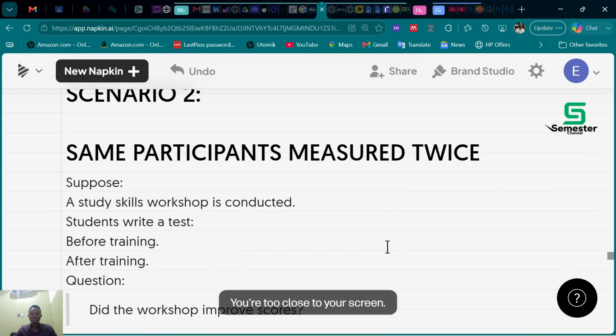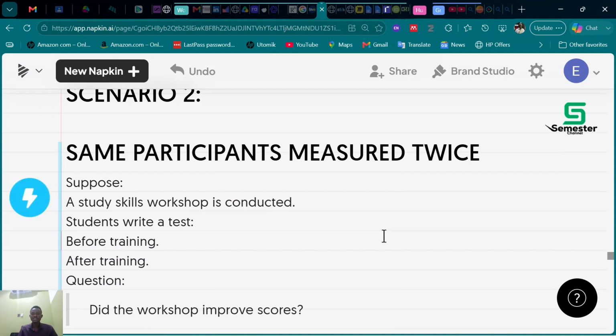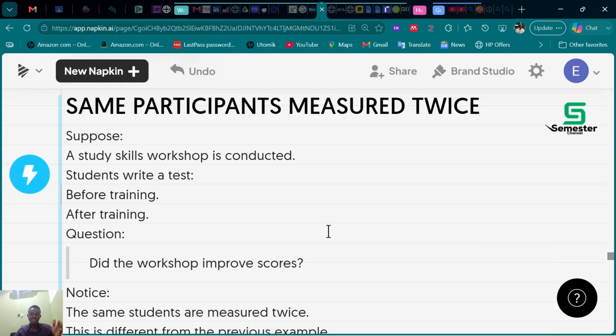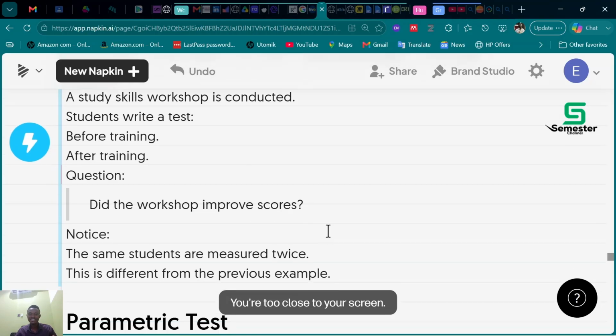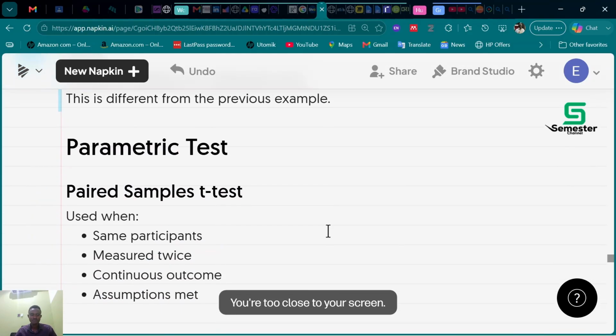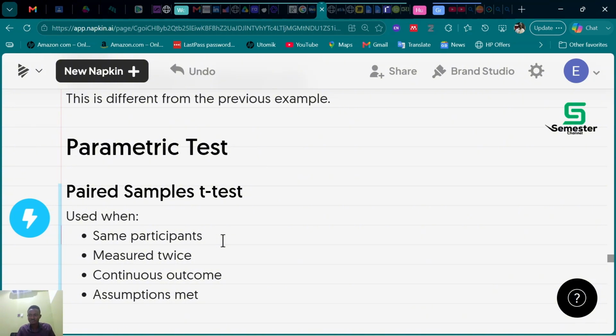Now, scenario 2, same participants measured twice. So we have one participant, and let's say we have two test kits. We are trying to see which one is more sensitive. So one participant, two measurements. When your data meets parametric testing, what you will do is run a paired sample t-test. It is from the same patient, but with different methods for detecting that particular thing.